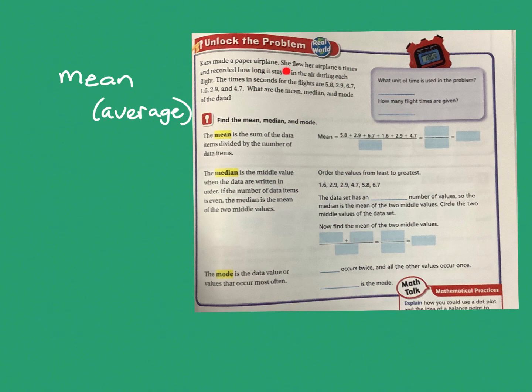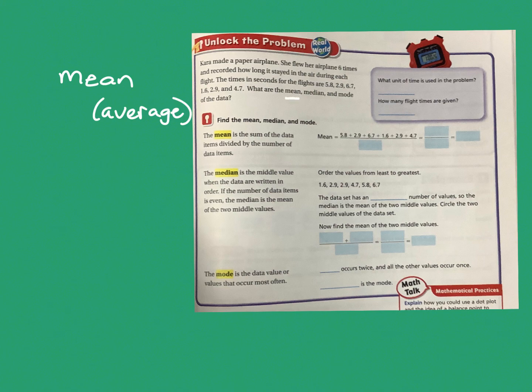Kara made a paper airplane. She flew her airplane 6 different times, and recorded how long it stayed in the air during each flight. The times in seconds for the flights are 5.8 seconds, 2.9 seconds, 6.7 seconds, 1.6 seconds, 2.9 seconds, and 4.7 seconds. What are the mean, median, and mode of the data? Let's talk about the mean first.